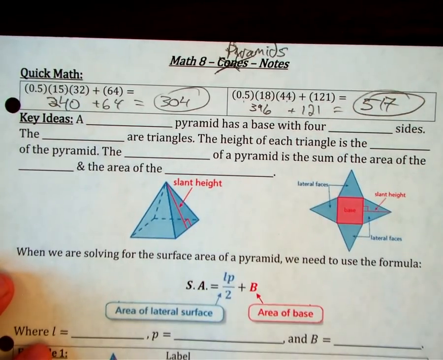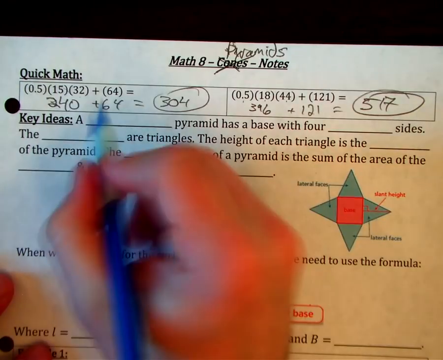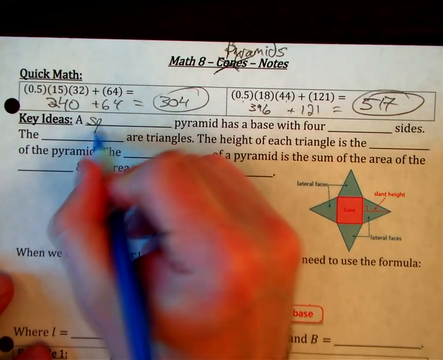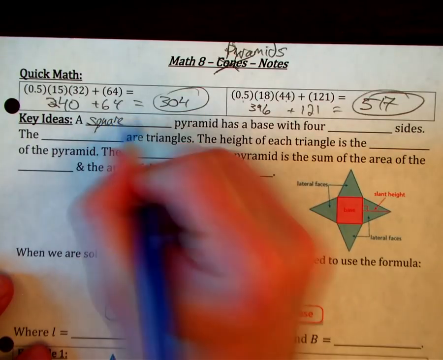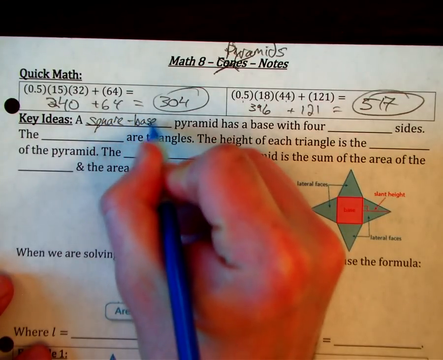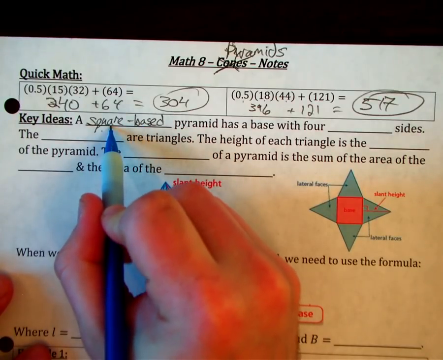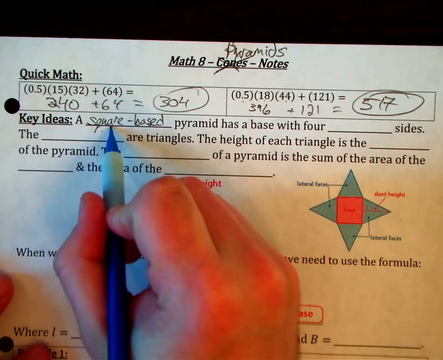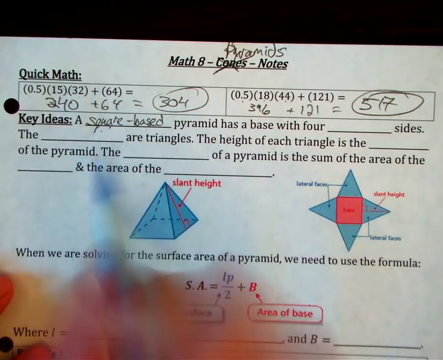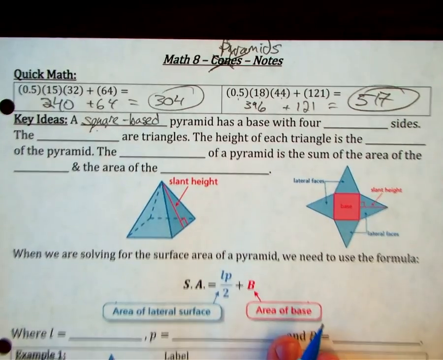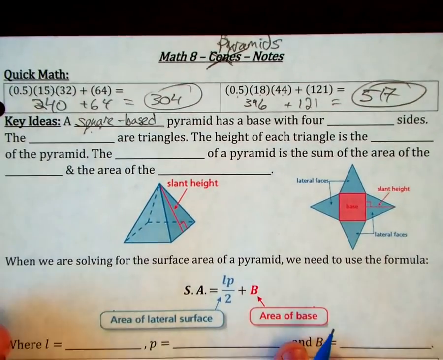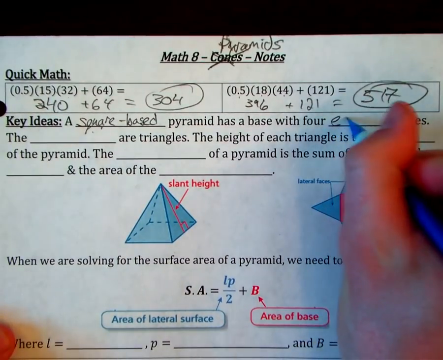So it says specifically a square-based pyramid. And this is a key part because this is saying that regardless of what pyramid we have, it's always going to have a base that is the shape of a square. And so a square-based pyramid has a base with 4 equal sides.